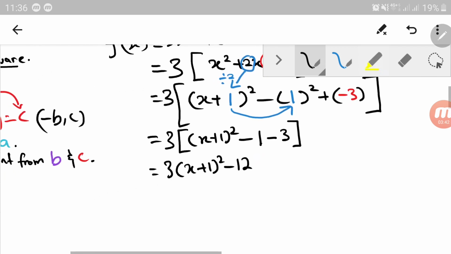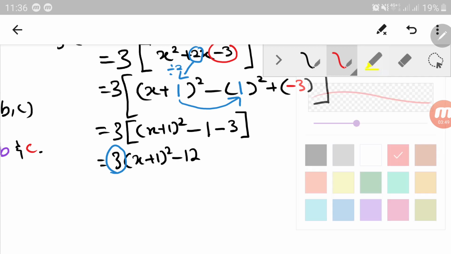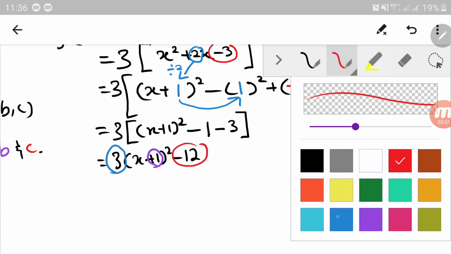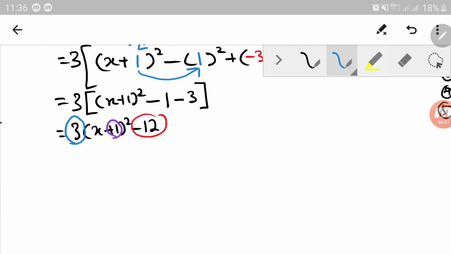So now we have the form already. a is 3, b is 1, and c is minus 12. From this we know that a is greater than 0, so it's a smiley shape. A smiley shape means we want a minimum point.